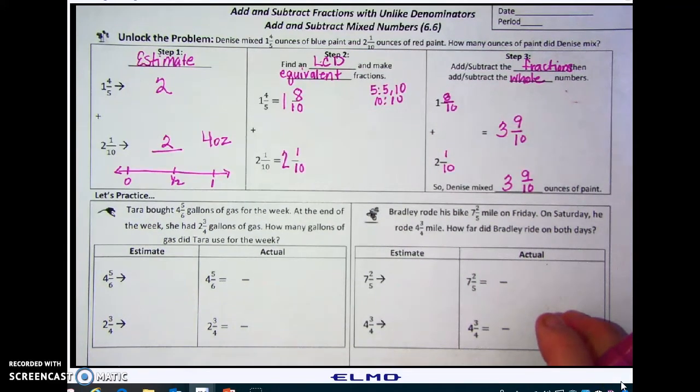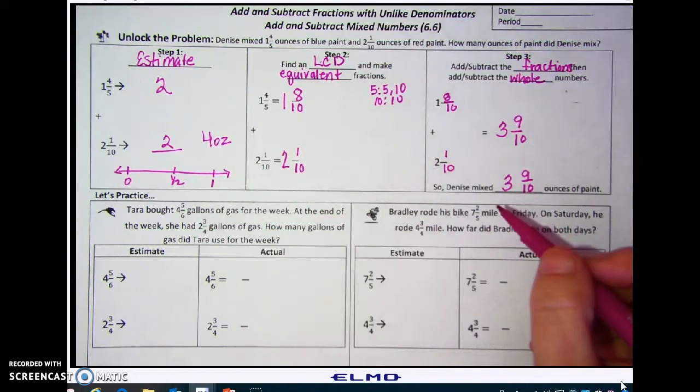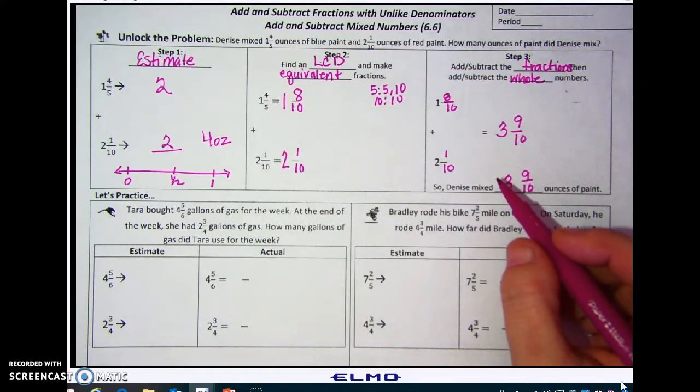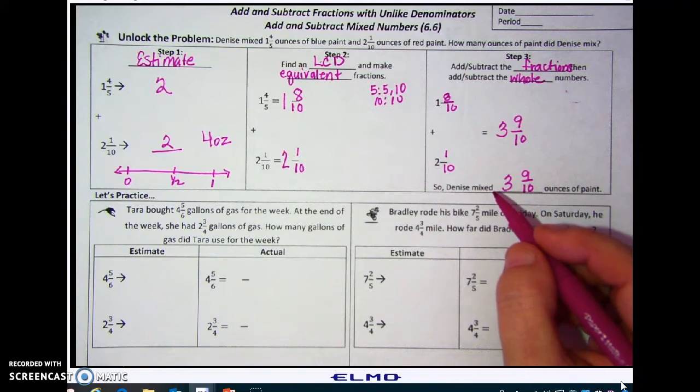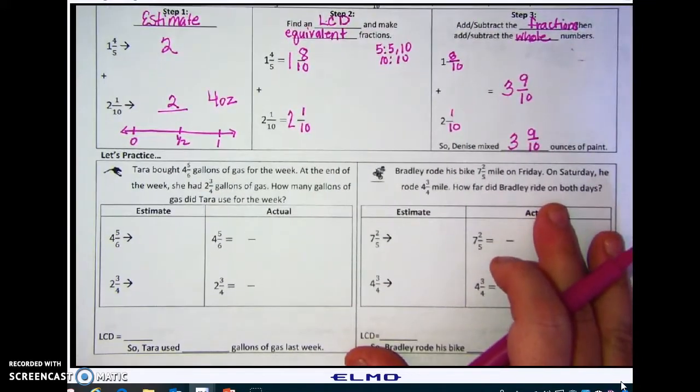All right, so now we're going to practice, and I want you to practice using the estimates. I want you to stop the video. I want you to attempt it. Then I want you to turn the video back on and check your work. Tara bought 4 5/6 gallons of gas for the week. At the end of the week, she had 2 3/4 gallons of gas. How many gallons of gas did Tara use?